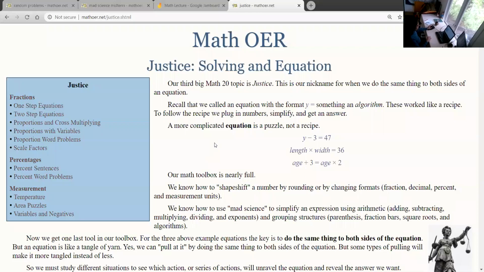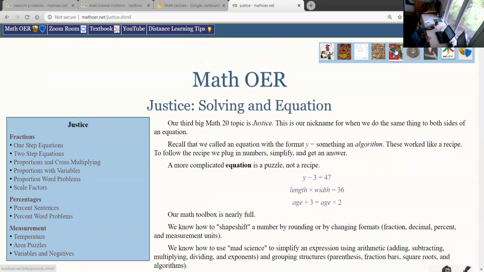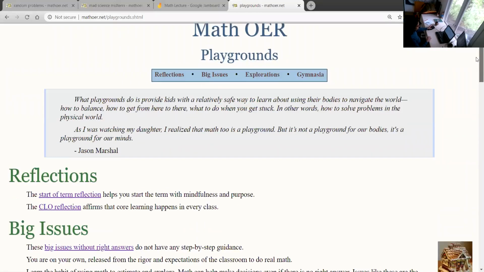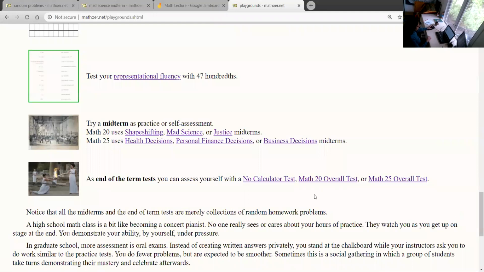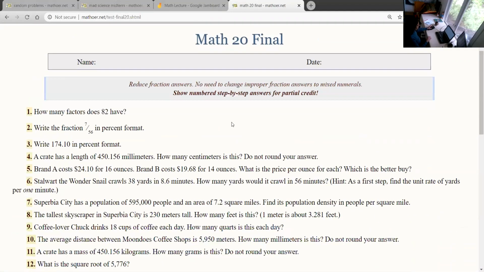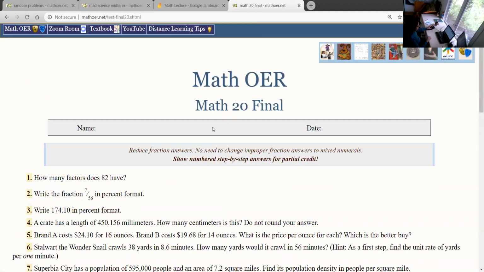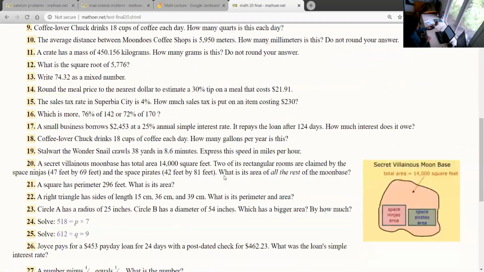As long as we're on that topic, what will happen at the very, very end of the term will be different because some people will decide they're done earlier or later than other people. There's not really a day of a final exam this term. So we'll go down to the end of term tests, and some people will want to do the no calculator test to get that star. Some people will just go right away to the overall tests. And when you're ready, you'll say, okay, I am ready to try and pass my final.